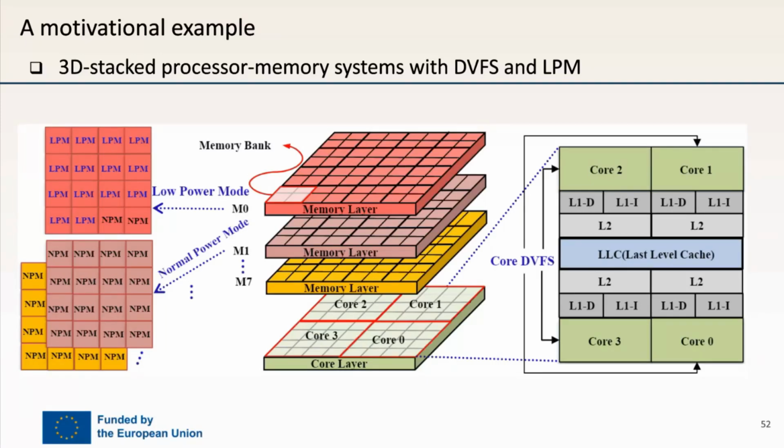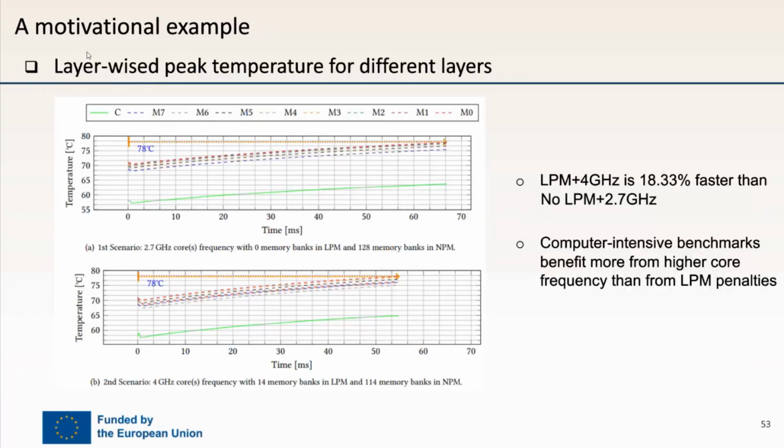We can clearly see that the first scenario has difficulty meeting the thermal constraint, and with a sacrifice in performance. In the second scenario, we combine the low power mode for the memory banks and also DVFS for the cores. Then we coordinate them together, and we can achieve good system performance.